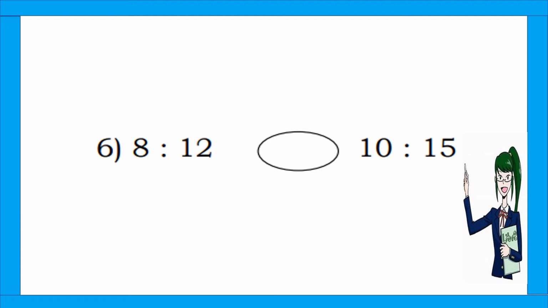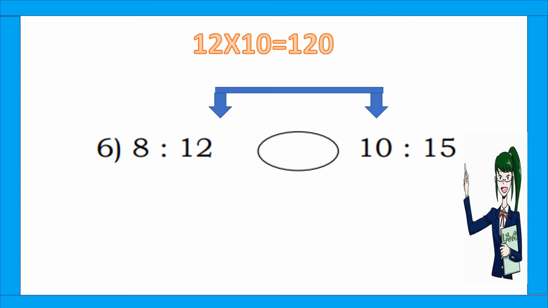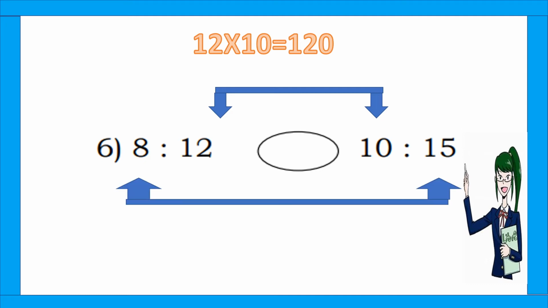Number 6. 8 to 12, blank, 10 to 15. The means are 12 and 10. Get the product of the means. 12 times 10 equals 120. The extremes are 8 and 15. Get the product of the extremes. 8 times 15 equals 120. The products are equal. Therefore, 8 to 12 and 10 to 15 are equal.